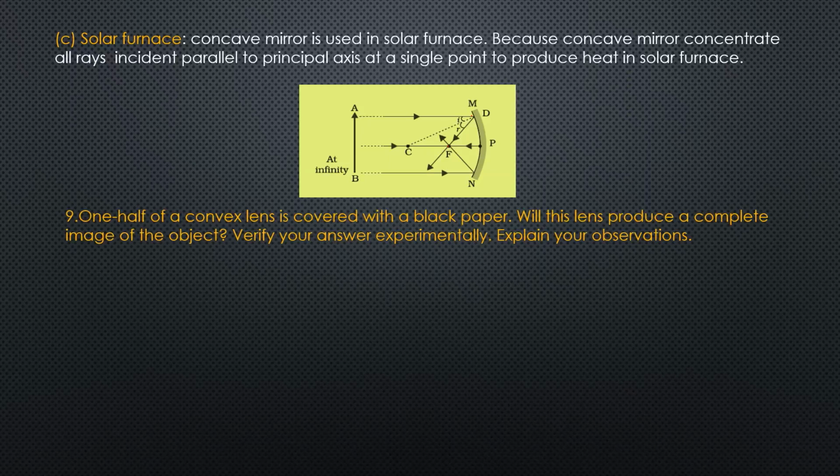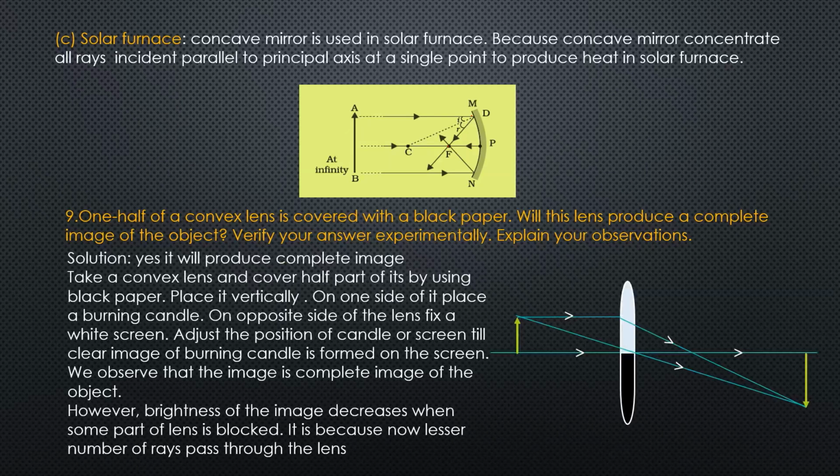Next is, one half of convex lens is covered with a black paper. If the lens produces a complete image of the object, verify your answer experimentally. Explain your observation. So when convex lens is half painted, then it will produce a complete image. But the brightness of the image will be decreased, because some of the rays are blocked by the black paper. So lesser number of rays passes through the lens. So answer is yes, it will produce complete image.